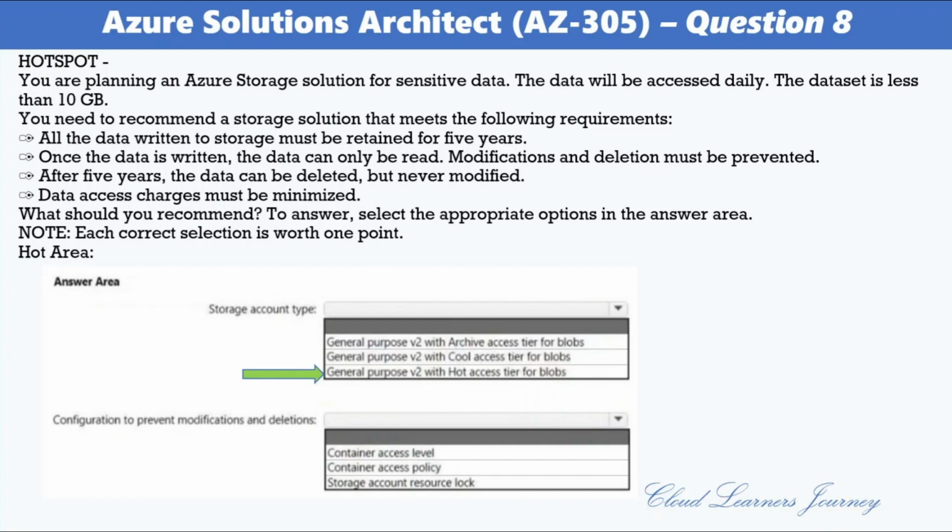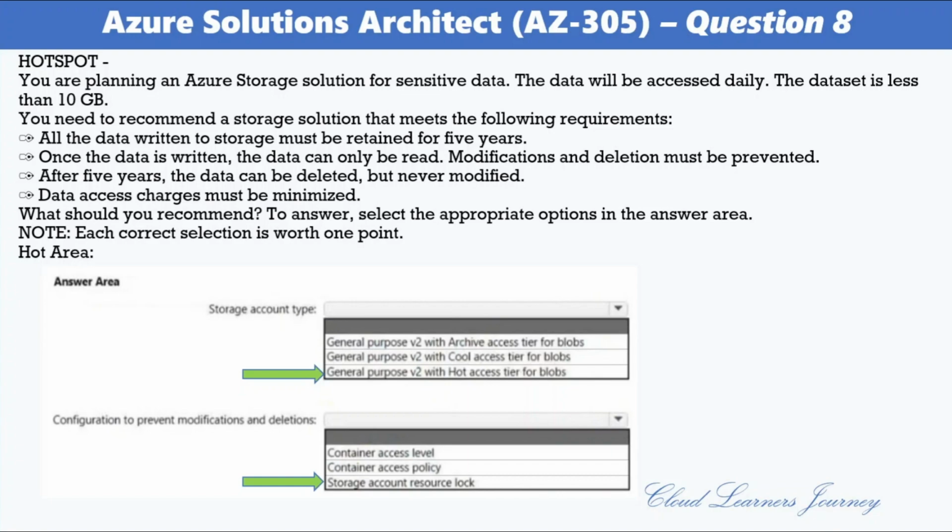And for storage account type, it's general purpose V2 with hot access tier for blobs. Here the note is all the data written to storage must be retained for 5 years. Data access charges must be minimized. Hot tier has higher storage costs but lower access and transaction costs. And for configuration to prevent modifications and deletion, it's storage account resource lock.